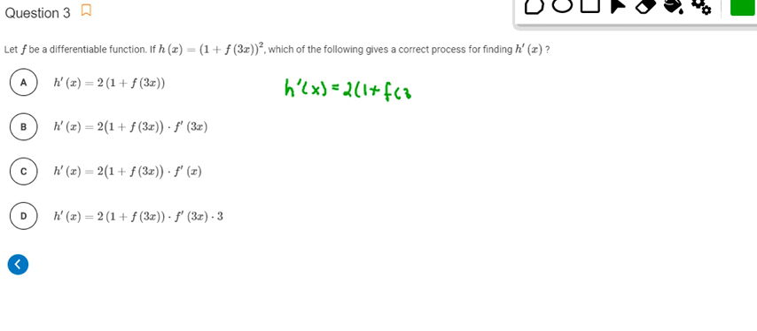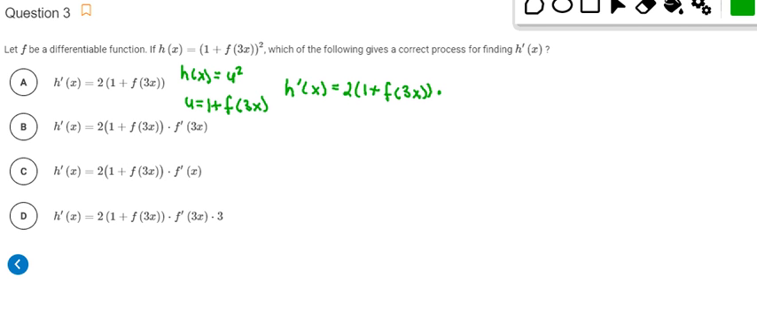So that's our outer function, raised to the 1 power. If we look at that, we can think of this as h of x equals u squared, and u equaling 1 plus f of 3x. That's what we're looking at here. All right, so now, again, with our chain rule situation, now we're dealing with f of 3x. So we have a chain rule situation within a chain rule situation.